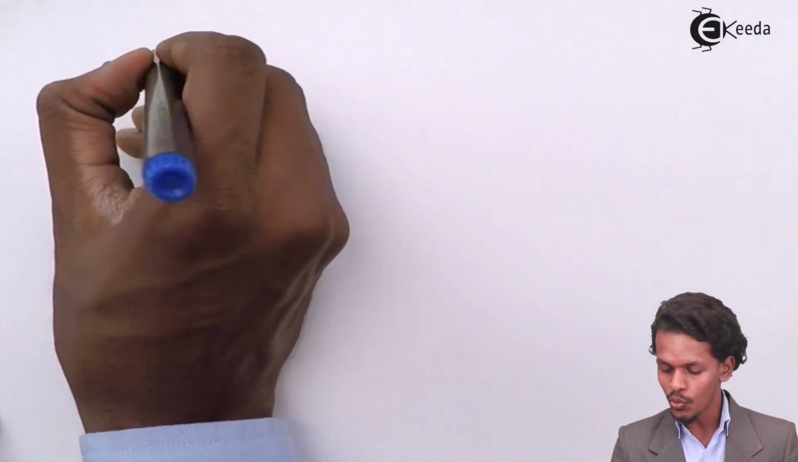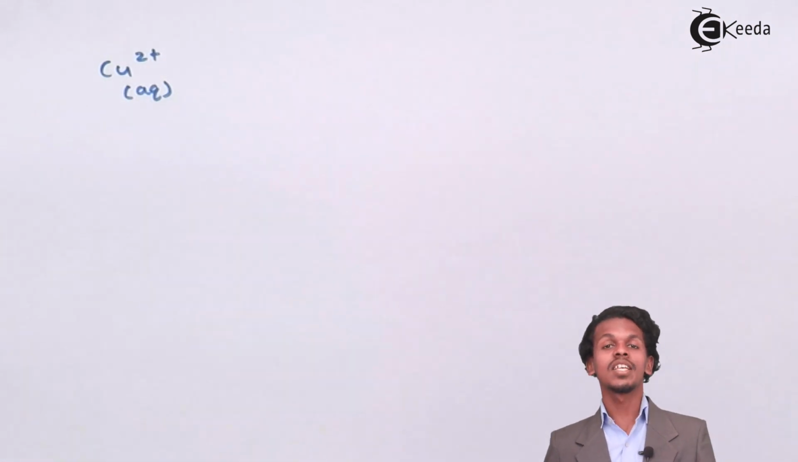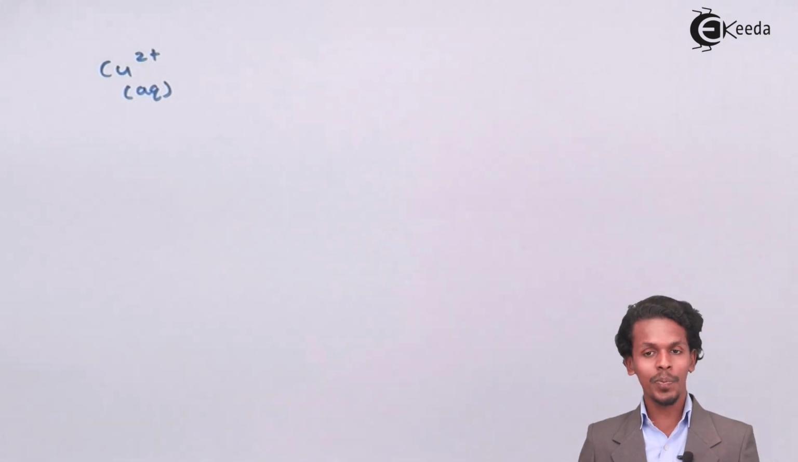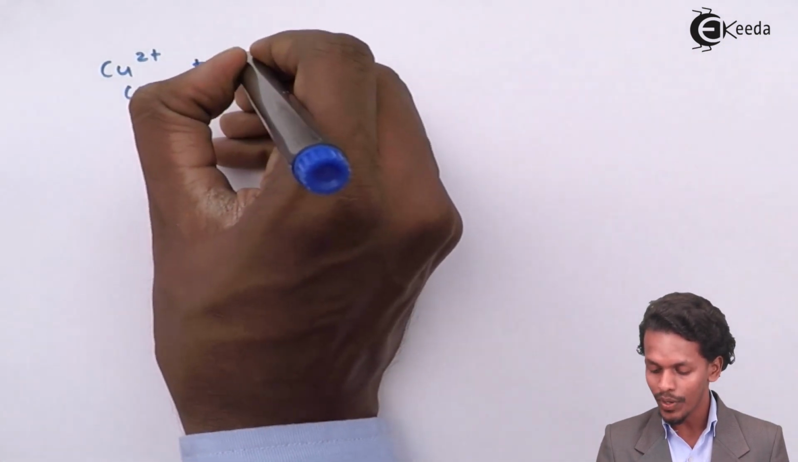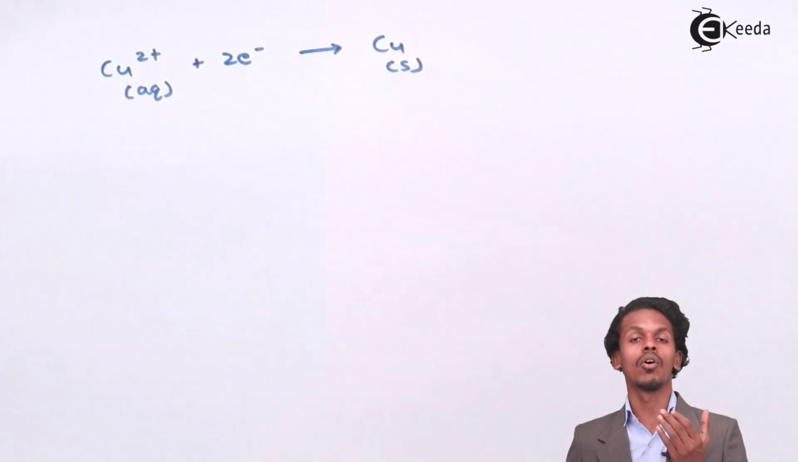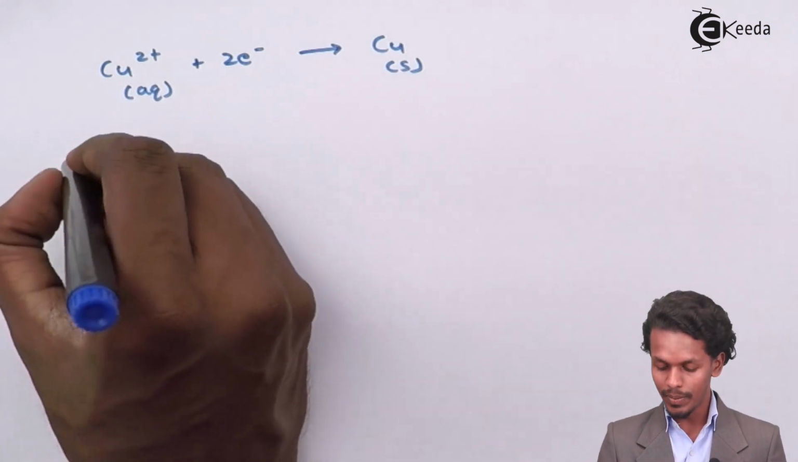Copper that is present as Cu2+, in aqueous form, will accept 2 electrons, and only then will it get deposited as copper. So Cu2+ in aqueous form accepts 2 electrons to form solid copper that will deposit on a particular electrode. So how can we calculate the mole ratio? It will be very simple.